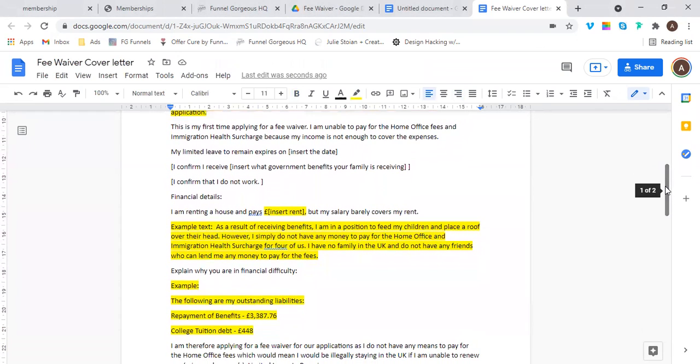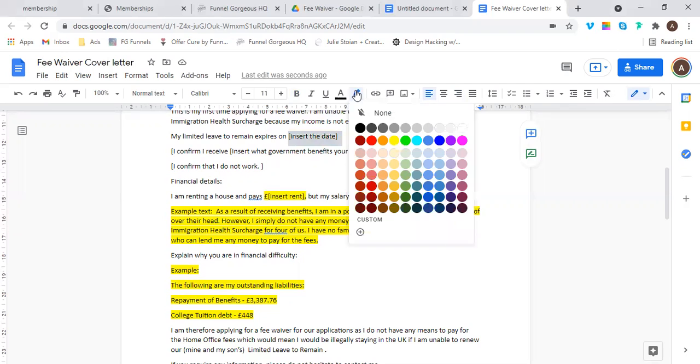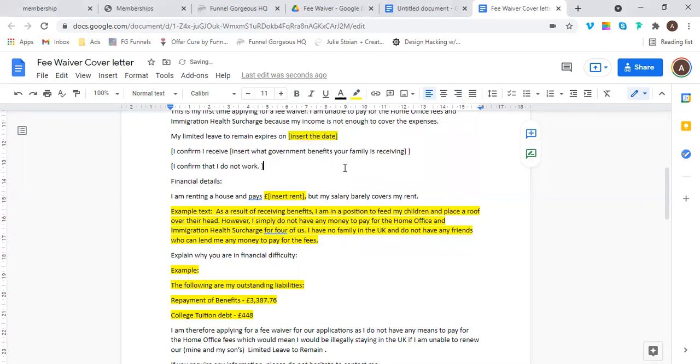And then it says, this is my first time applying for fee waiver. I am unable to pay for the home office fees and immigration health surcharge because my income is not enough to cover the expenses. And then I explain my limited leave to remain expires on, and then you insert the date here. When does your limited leave to remain expire? And then it's a full sentence.